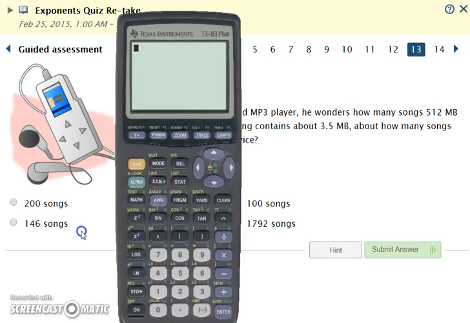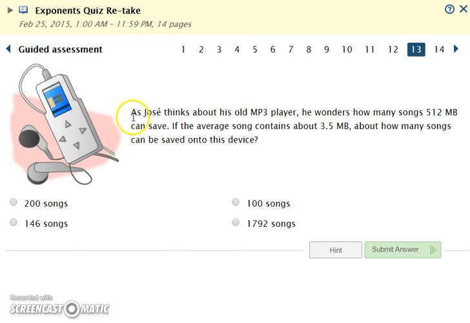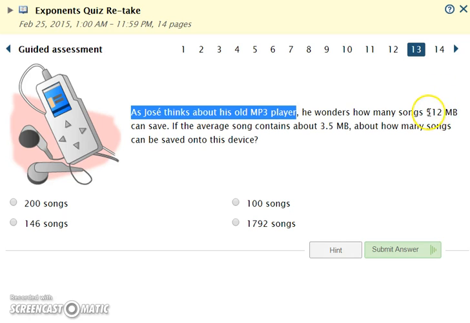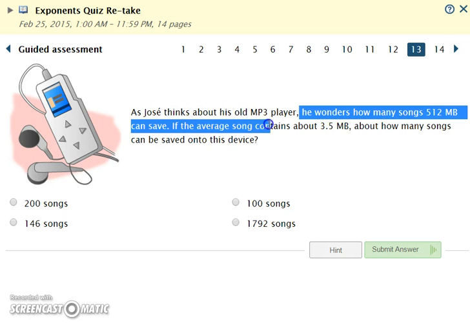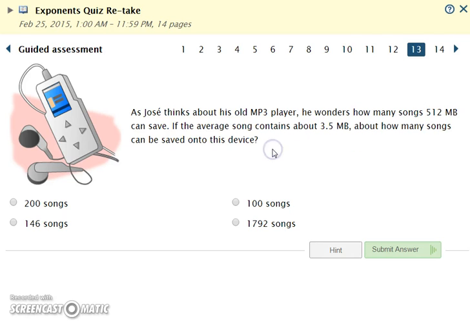All right, this one says, as Jose thinks about his old MP3 player, and this is old because it's only 512 megabytes, he wonders how many songs 512 megabytes can save. If the average song contains 3.5 megabytes, how many songs can be saved? For this one, you're going to need to divide these two numbers.